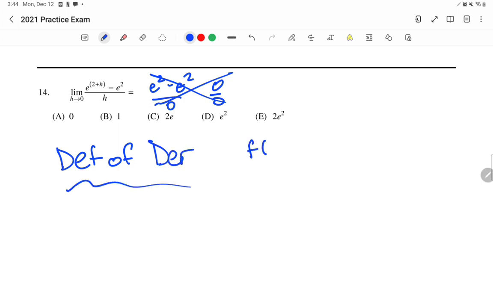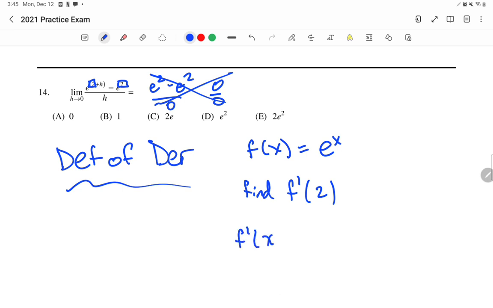So this is like basically saying f of x equals e to the x, right? Where you see that 2, that's an x. And then we want to find f prime of 2. So first we're going to find what is f prime of x. Well, the derivative of e to the x is e to the x. Then plug in 2. So f prime of 2 is equal to e to the 2.